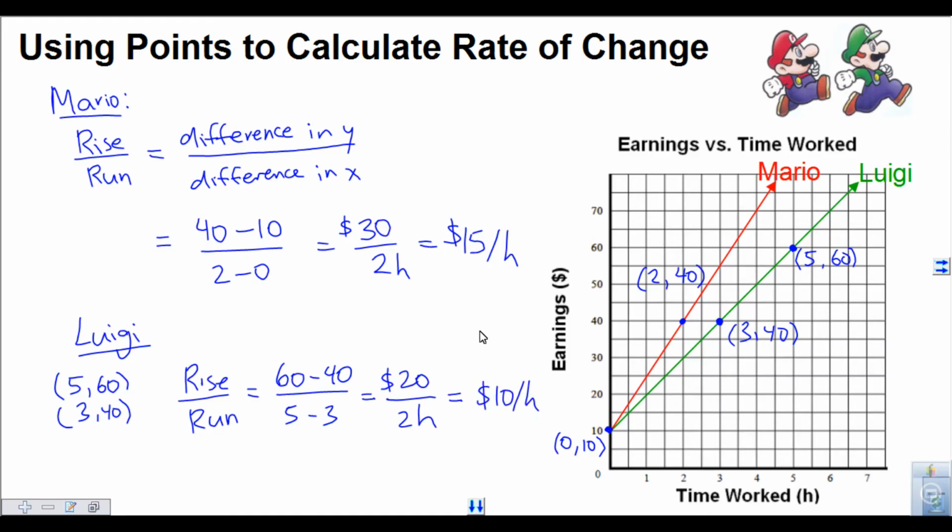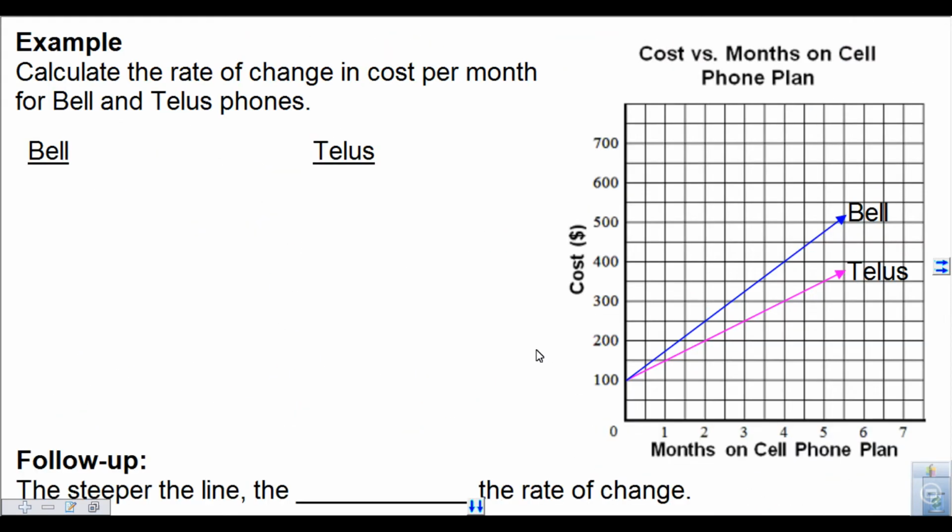Okay, so we get the same answers, but we did it in a totally different method here. We used points in order to calculate the rise and the run. So let's just try that using another example here. We've got 2 cell phone plans, and we're going to calculate the rate of change in cost per month for both Bell and Telus phones. So we've got a graph here where the y-axis is cost and the x-axis is months on a cell phone plan.